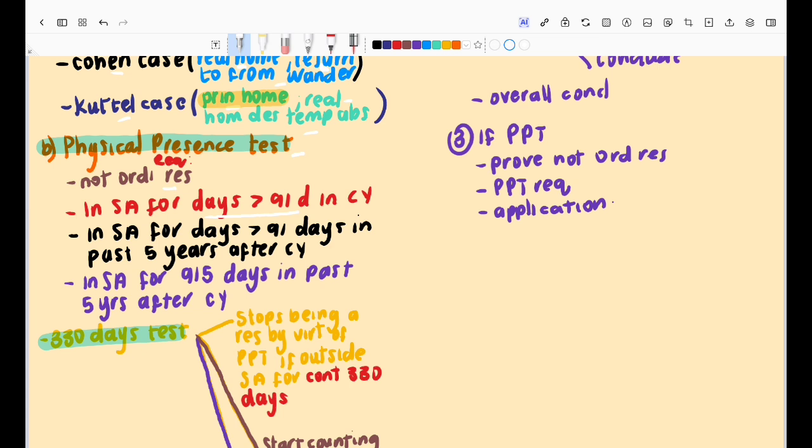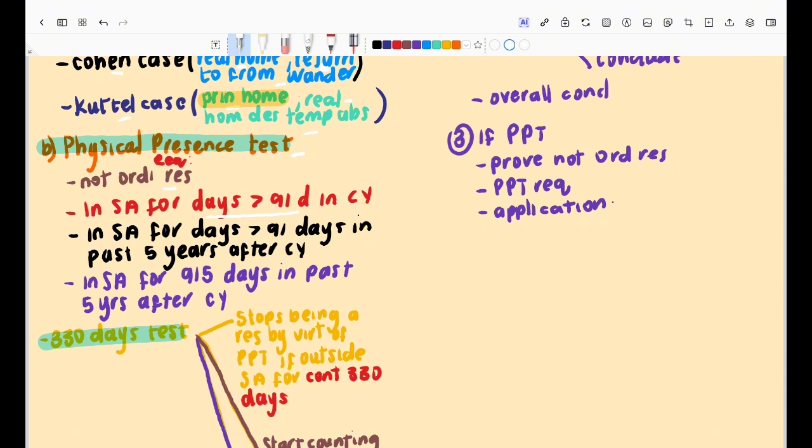So to remember this, just remember 91, 915, 6 years, right? So in the current year, you must have been in South Africa for greater than 91 days. Then 1 year already down, 2 years left in the 6 years that I just said. Then 5 years, you must have been in South Africa for 91 days in each of those 5 years.